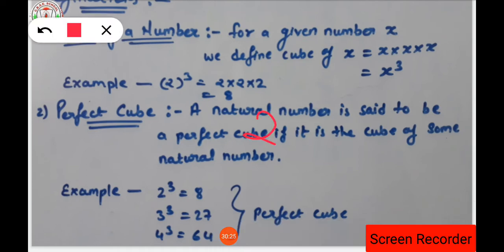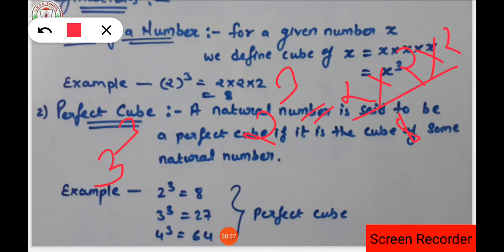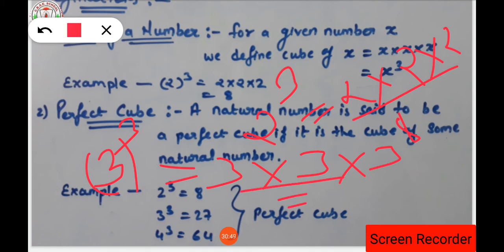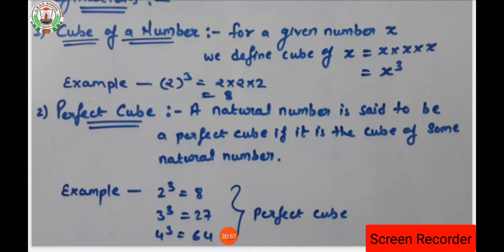If it is 2 to the power 3, that means we have to multiply 2 three times to get 8. In the same way, if it is said to find the cube of 3, or 3 to the power 3, that means 3 will be multiplied 3 times to get the answer. 3 into 3 is 9, 9 into 3 is 27. Like this you have to find the cube of the number.